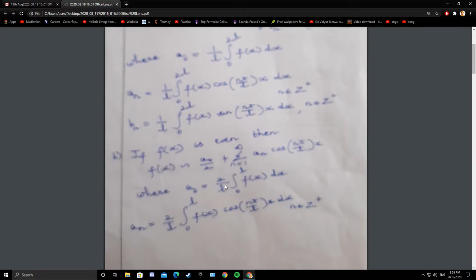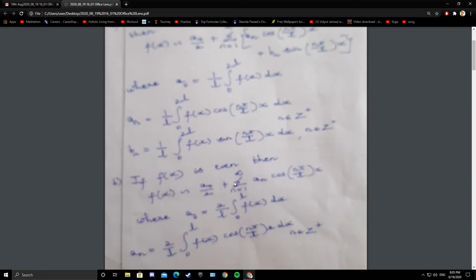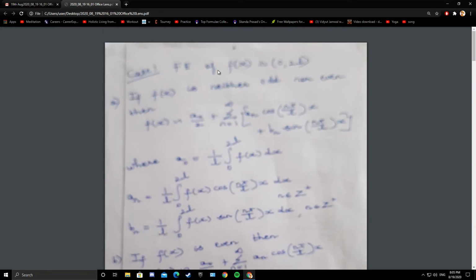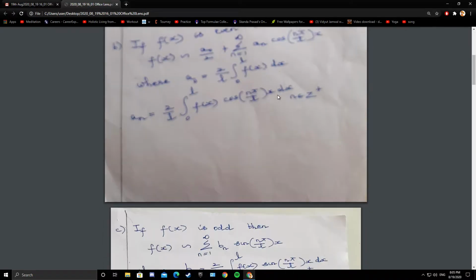Then you have the Fourier expansion of an even function in the open interval 0 to L. So if you are given a function f of x in the open interval 0 to L or closed interval 0 to L, if it is even, make use of this formula. That is f of x converging to a naught by 2 plus summation a n cos of n pi by L x, where a naught is this expression, a n is this expression.